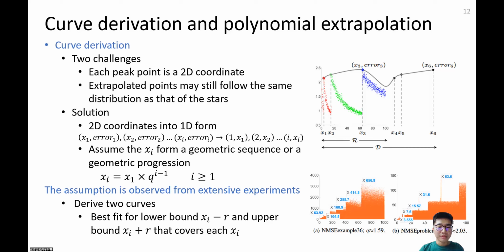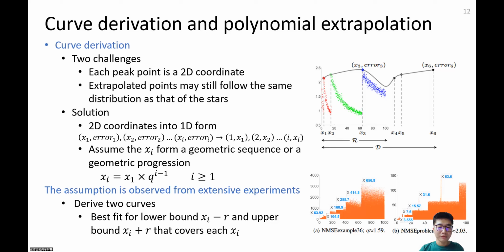The assumption is observed from extensive experiments. The figure on the right shows two benchmarks whose high error-inducing x values exhibit such a property. Most practical benchmarks also exhibit a similar property. Considering this assumption is made based on experimental observations, we compute a lower bound xi minus r and an upper bound xi plus r, which form a range that covers each xi.